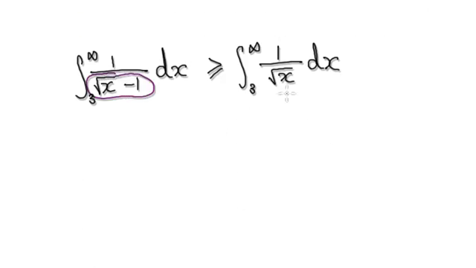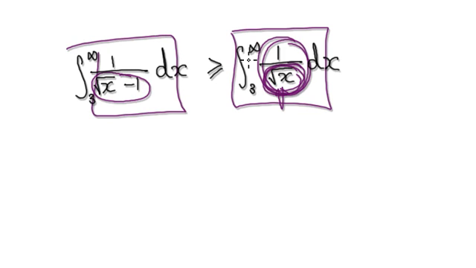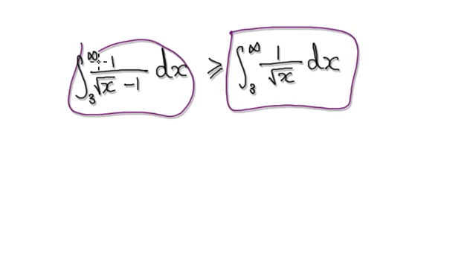Looking at the two denominators, if we don't take away anything, then this denominator will be bigger than this denominator because we're not taking anything away. Well, if this denominator is bigger, then the overall thing will be smaller. So that means this thing here must be smaller than this thing here.